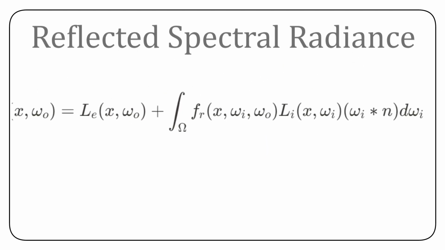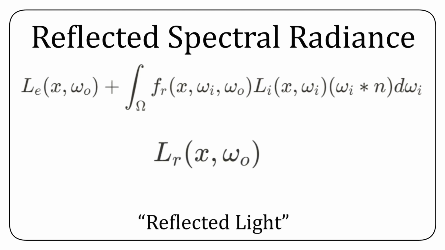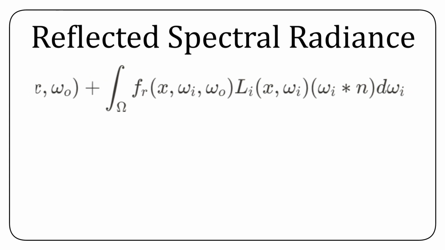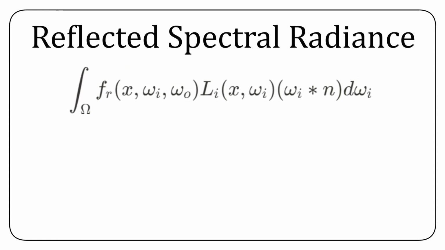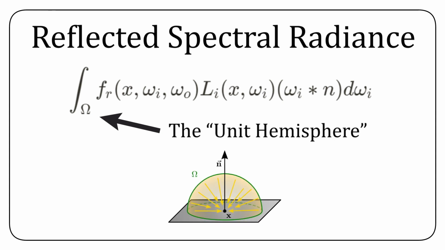Let's cover reflected spectral radiance. As the name suggests, this is the light reflected from a position x with omega O representing the direction of the outgoing light. It can also be broken down into simpler parts: L of I, the incoming light, omega I times the surface normal, the Lambert term, and F of I, the BRDF, which we will cover later. Reflected spectral radiance is given by an integral that goes over the unit hemisphere, represented by the capital omega symbol. In simpler terms, this means we will evaluate the right side of this equation for all incoming directions.